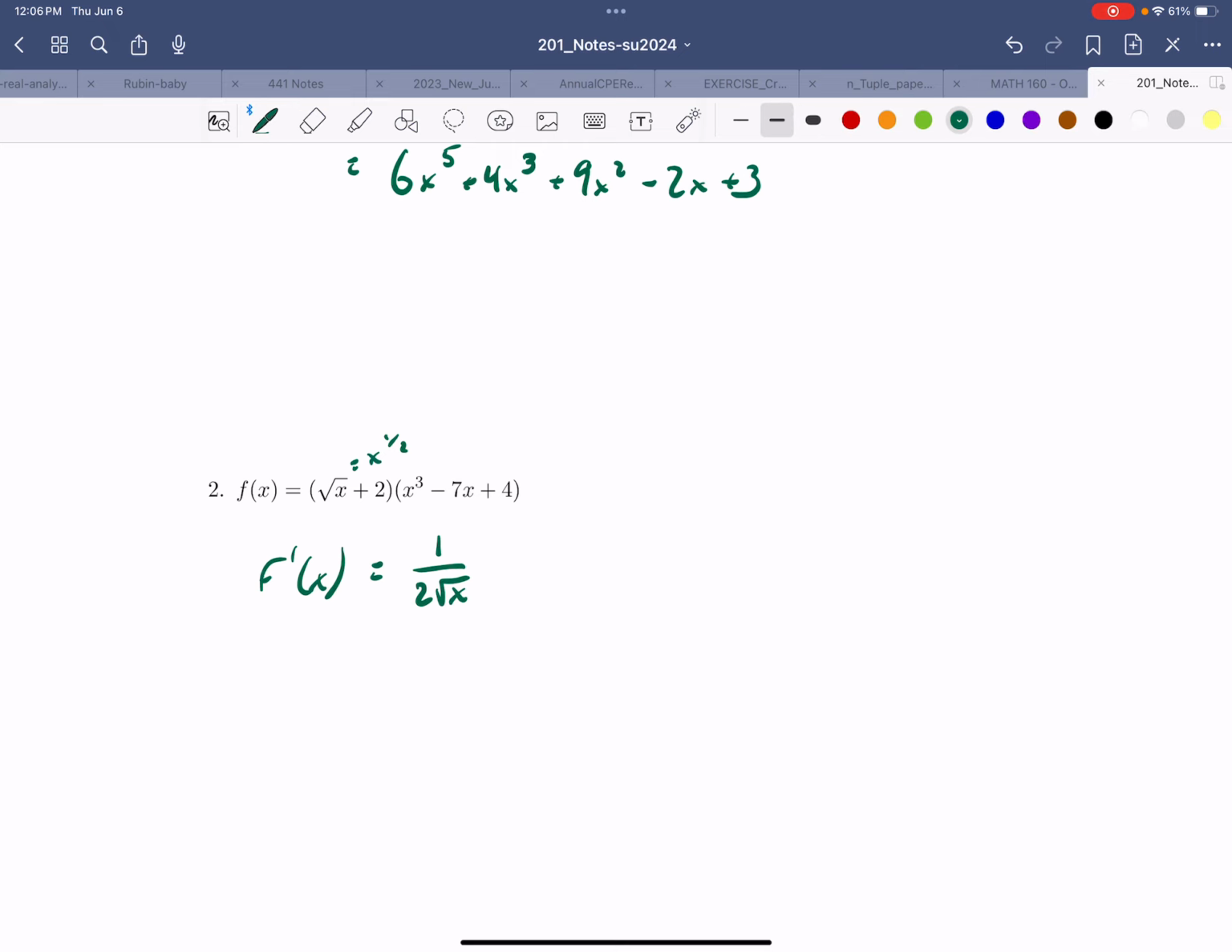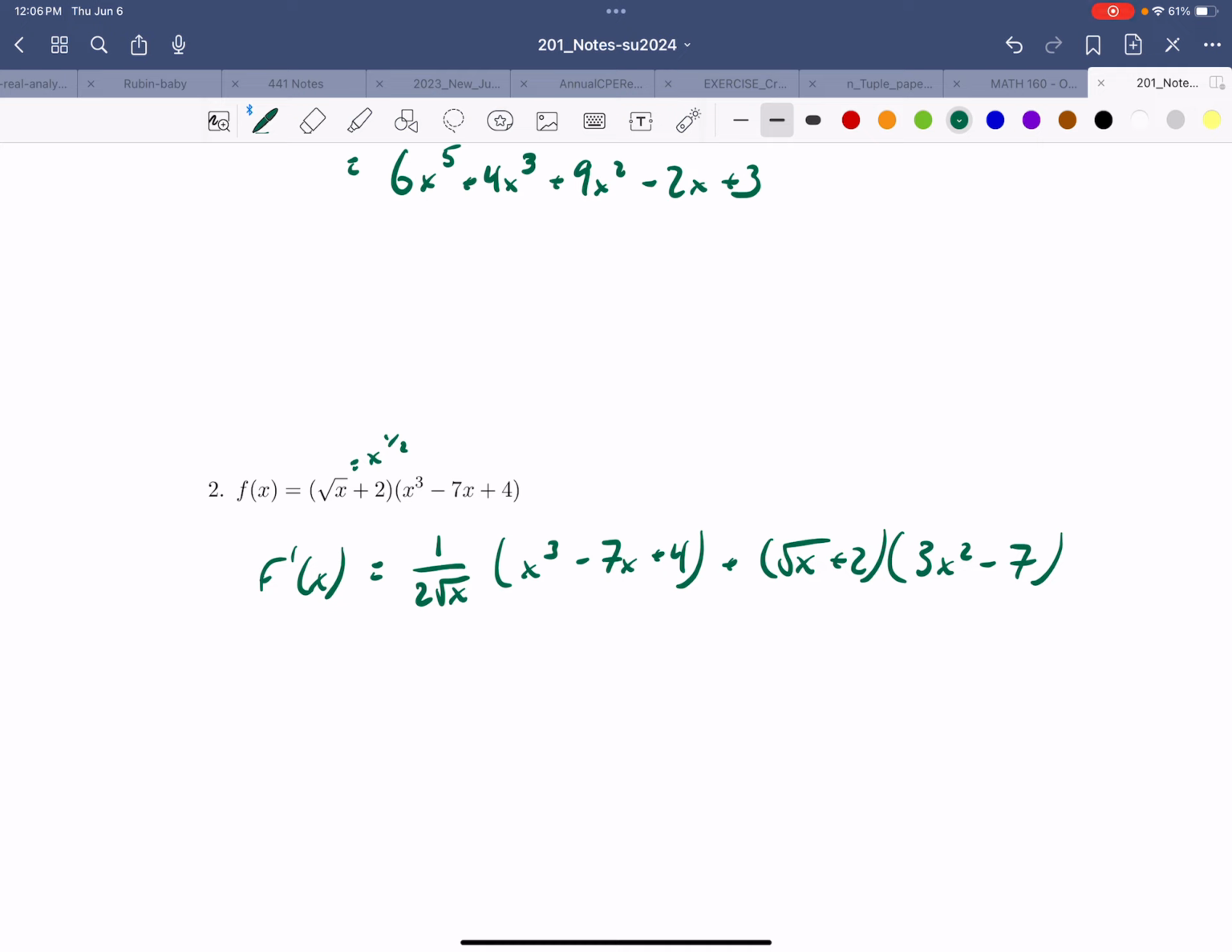If you don't see that simplification, then pause. Note that this is the same as this. Anyway, we do that. Remember, the plus 2 goes to 0. We leave this guy alone. And now, plus, leave this first guy alone, and take the derivative of this guy.